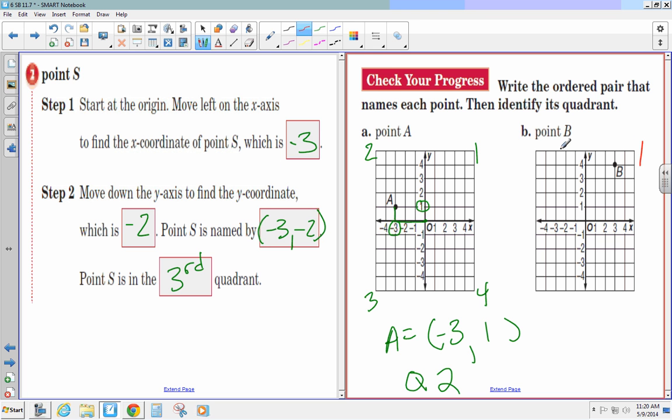Point B, quadrant 1, 2, 3, and 4. Start at the origin, move over 3 units. So point B, the x value is 3. Then you move the vertical, the y, which goes to 4. So 3 comes first, and then 4. And if you number the quadrants, you'll see it's in quadrant number 1.